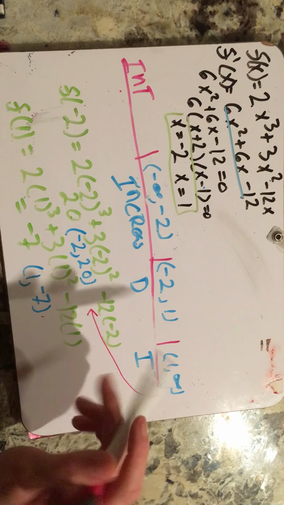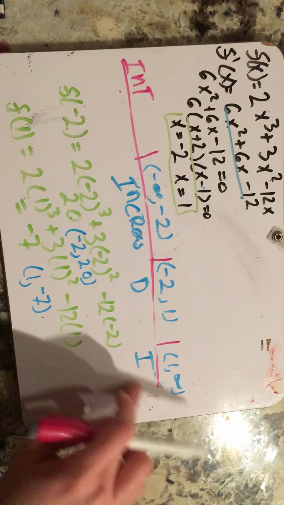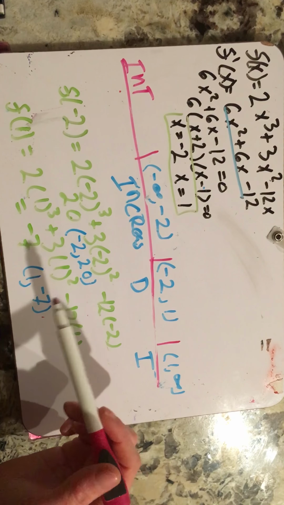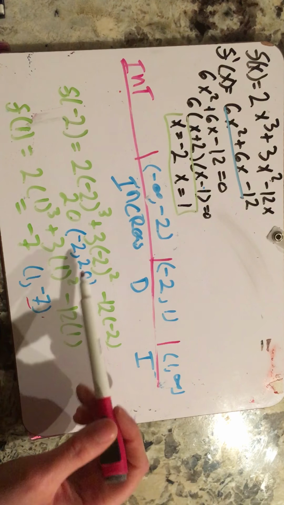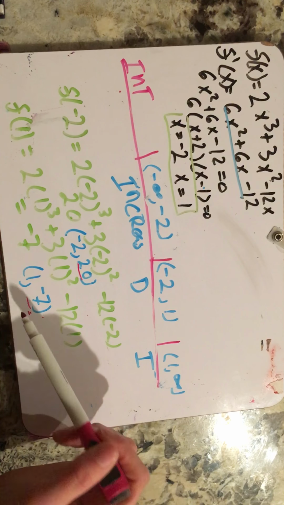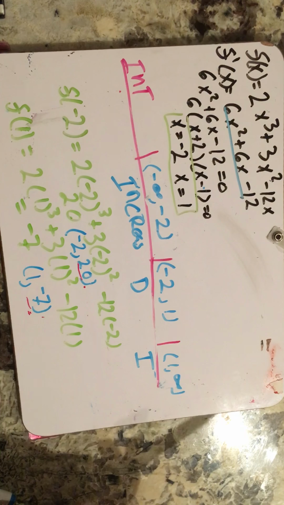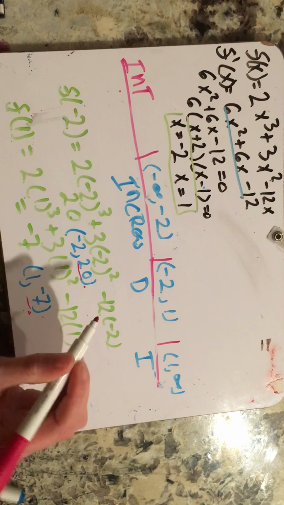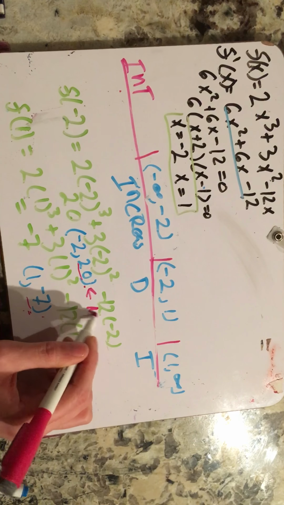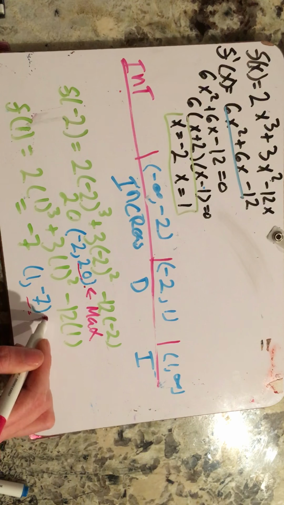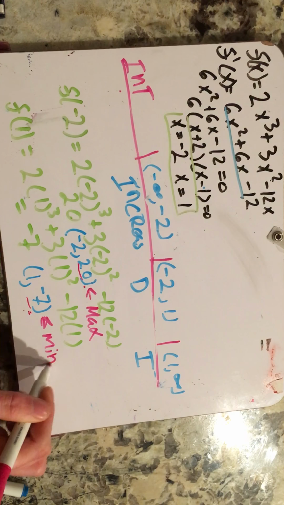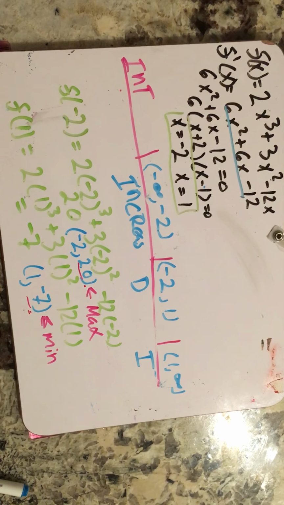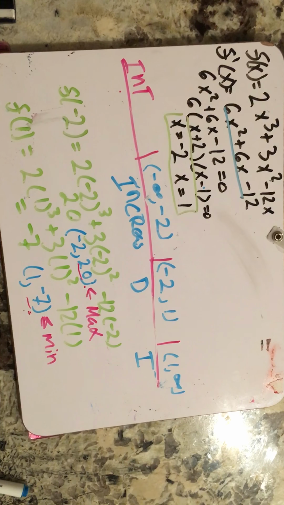Also, you can know this not even looking at your intervals. This is actually probably just a better way of doing it. You can see that the y coordinate, this one's smaller, this one's bigger. This is going to be our minimum. This is going to be our maximum. So max, minimum. So just see which one has the larger y value. And that's all there is to your first derivative test.